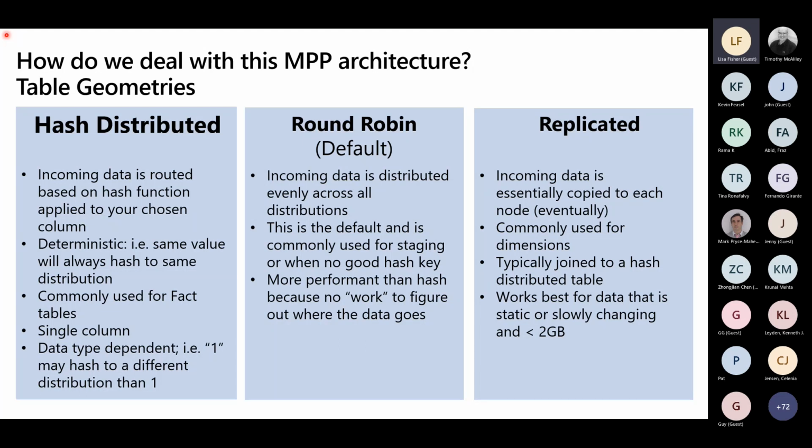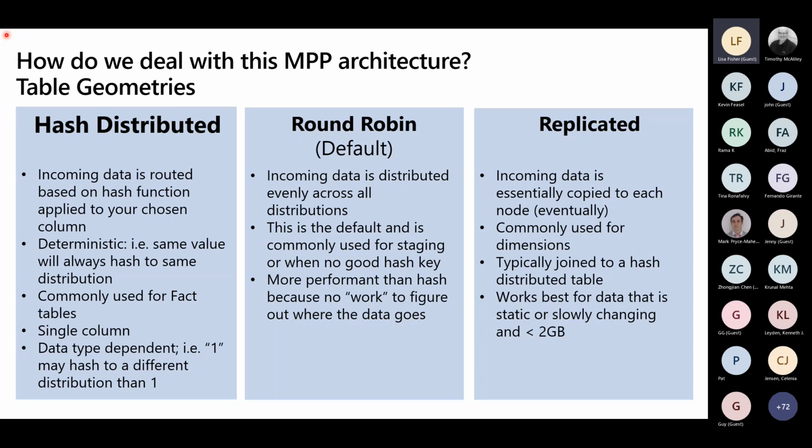We'll also use this if there isn't really a good hash distribution key. And again, I'm not talking in this talk today about what is a good hash distribution key. That'll probably come in a later discussion, or there's some great blog posts out there. Now, because we don't have to do any work to figure out where the data has to go, it just gets routed automatically as it comes in. It's more performant than a hash distribution in terms of loading data. And that's why we typically use it for staging.